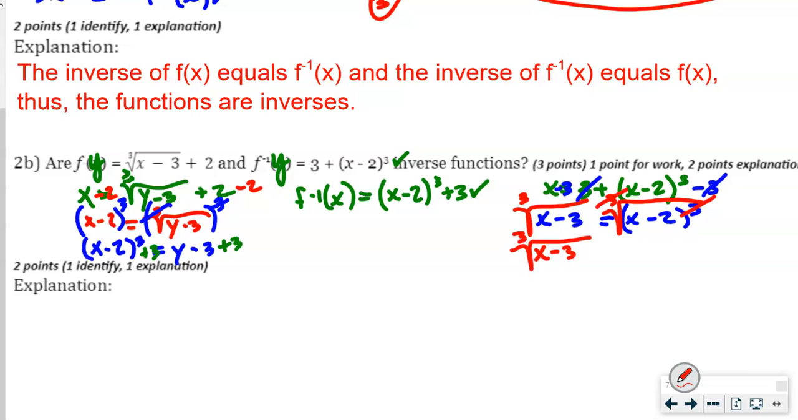Remember, this and this cancel each other out. So now we just have the x minus 2 over here. The last thing we have to do is add the 2 to both sides. So this time our f of x, which is our original function, is the cube root of x minus 3 plus 2. And is that what we have up there? It is indeed. So this checks out.